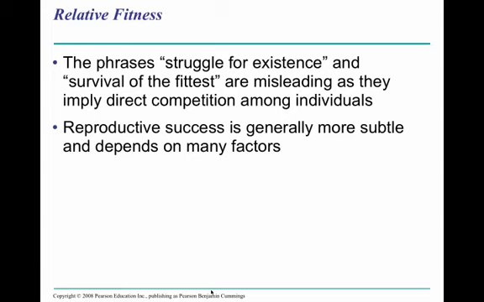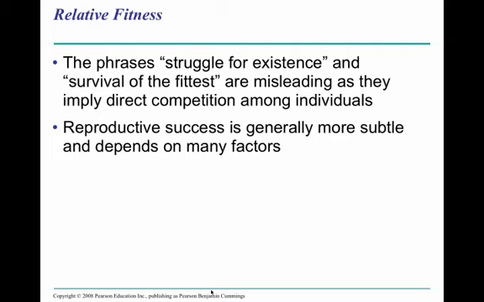So when you hear phrases like struggle for existence and survival of the fittest, they're kind of misleading because it implies direct competition among individuals. What's really happening is reproductive success, okay, to leave more offspring in the environment. So not so much the individuals fighting for each other, it's really relative fitness. Who's leaving the most offspring in an environment?